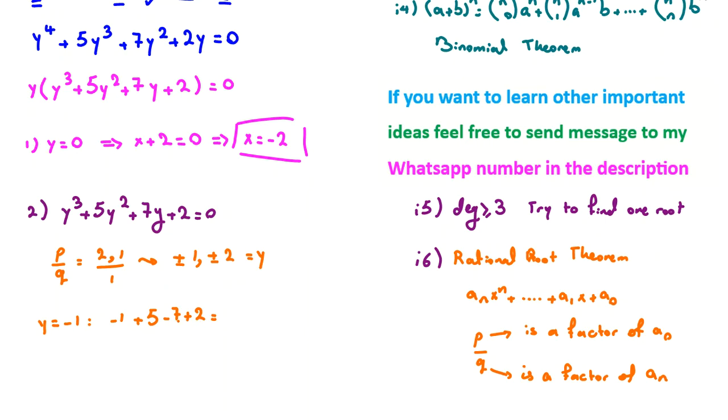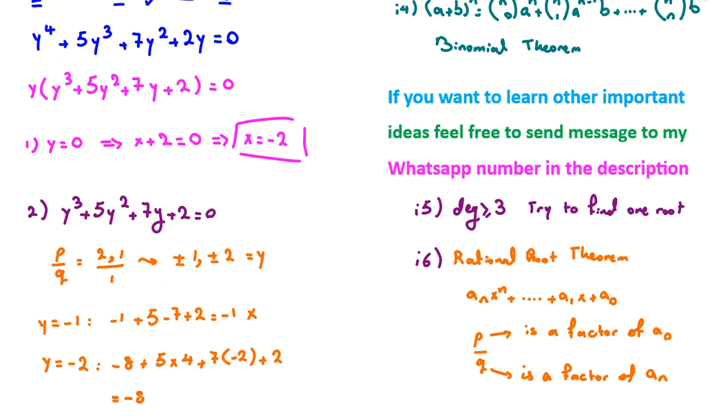So it will be what? 5 minus 7 minus 2 plus 2, 0, negative 1. It doesn't work. It's not a root. If we replace y with negative 2, negative 2 cubed is negative 8, plus 5 times negative 2 squared is 5 times 4, plus 7 times negative 2, negative 14, plus 2.